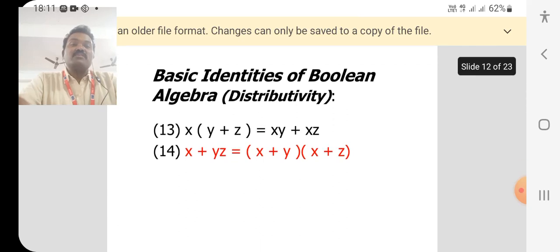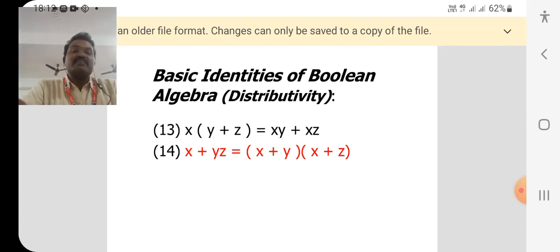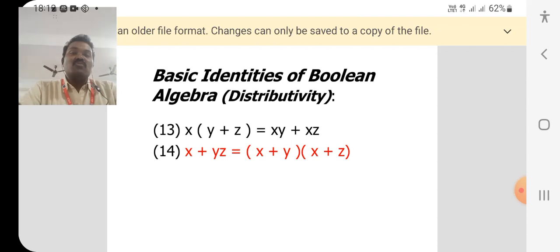The next one, the distributive law. X of y plus z is equal to xy plus xz. Here x is a common variable. Just consider the left hand side. X is a common variable, x bracket, that is a multiplication, x multiplied by y plus z. So on the right hand side, I am multiplying, so the x value I am going to write inside the bracket. So therefore xy plus xz. So this is distributive law 1.